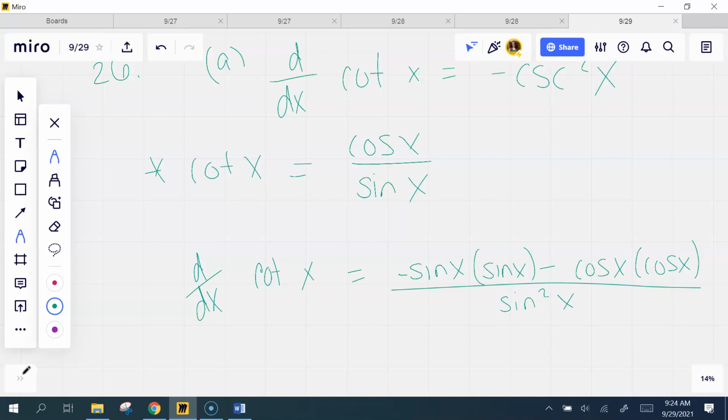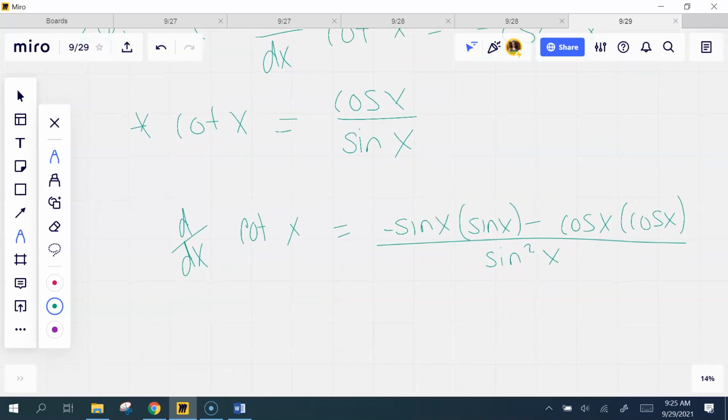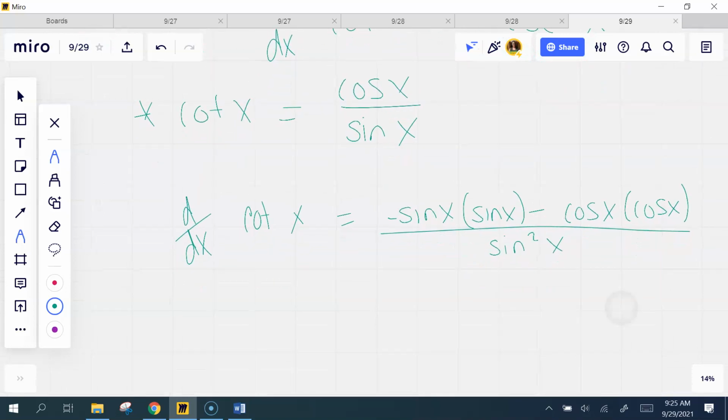Why wouldn't you go ahead and do the derivative of those? And then you get negative sine x on top and cosine x. You can't, because you've got a quotient. You can't just take the derivative of each one. You'd have to use the quotient rule.